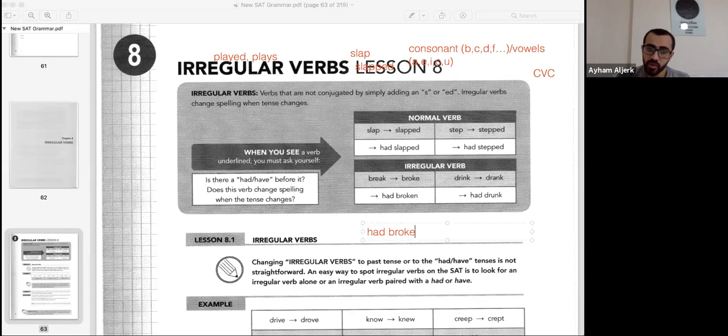And it's also important in the reading section. So when you read the sentence, you know that this is broke. So this is the past simple form of the verb. So you know that this sentence is in the past. So this might help you in answering some of the questions. All right. So let's go on.